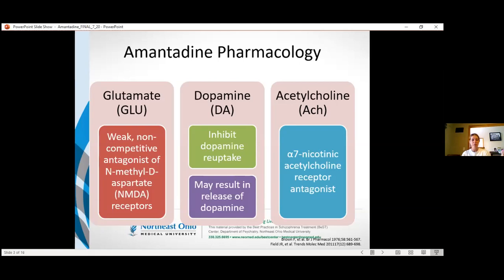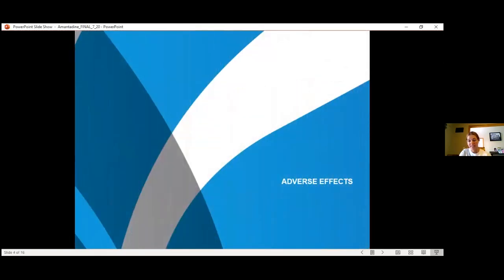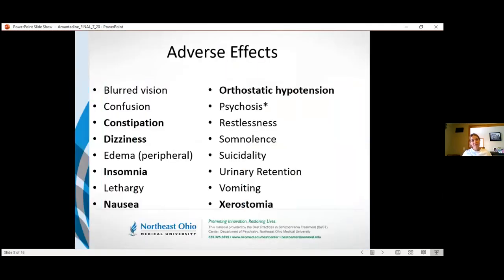So if this is how it works, in looking at some of the neurotransmitters, how well is it tolerated? What do patients experience when they're taking it? From the adverse effects standpoint, there are a handful of them that patients do experience. Those that are bold tend to be reported more frequently than some of the others. So some anticholinergic effects, things like constipation, dry mouth. We do see some dizziness and orthostatic hypotension.